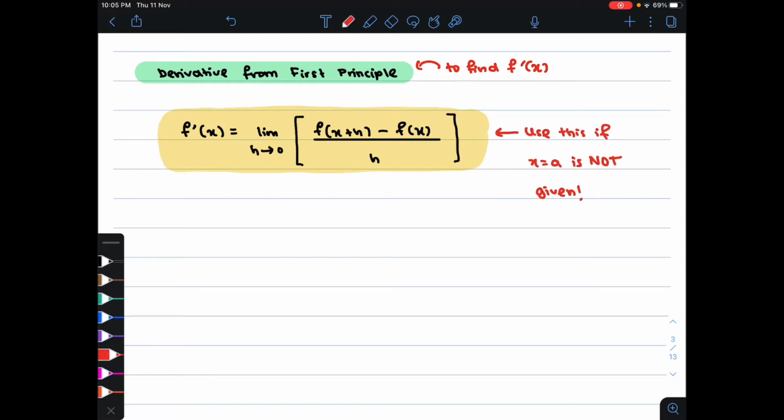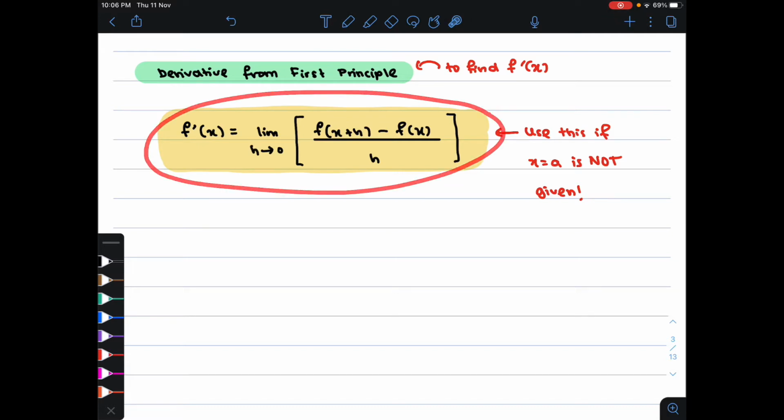So, we will use this formula if a specific value of x is not given. Say for example, if you have f(x) equal to 3x squared, and the question just asks you to find f prime x only. So, you're not given any specific value of x. Therefore, you will need to use this formula.